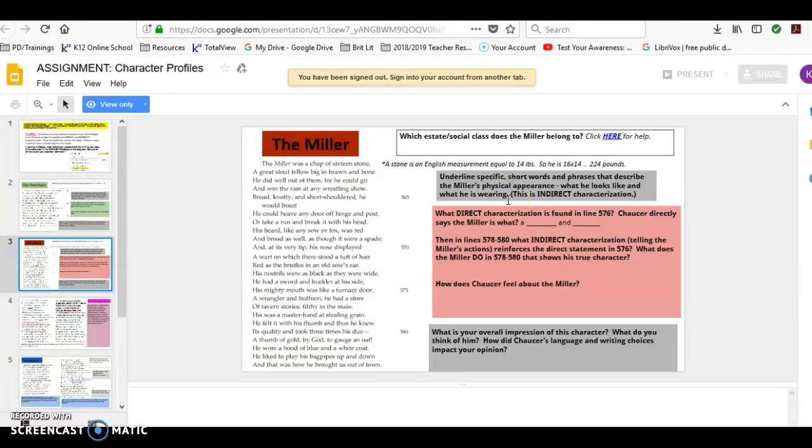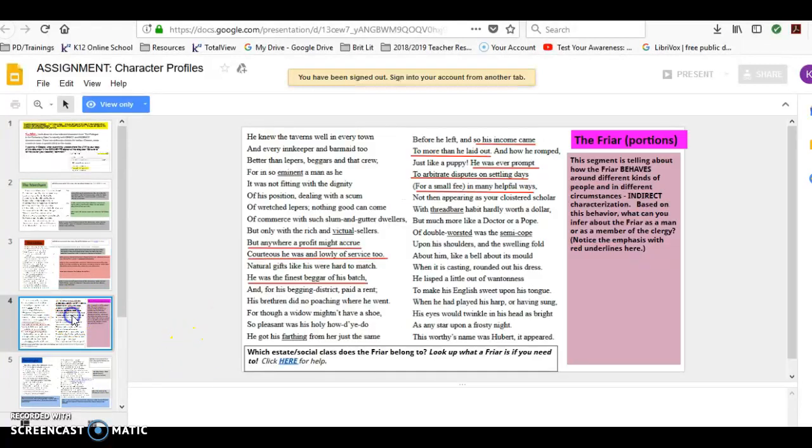Again, you'll be going over direct and indirect characterization. You'll answer, and this one's about the miller, and you'll ask, how does Chaucer feel about the miller? Then you have the friar, and these are just portions about the friar. And again, make sure you answer the question about his estate.